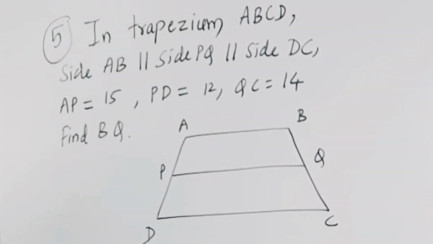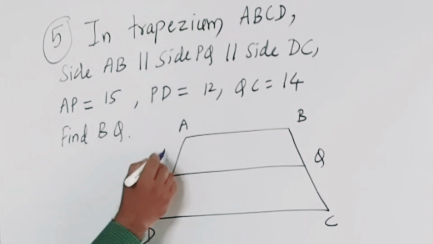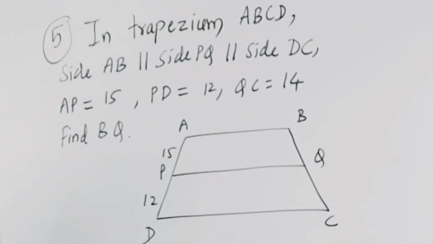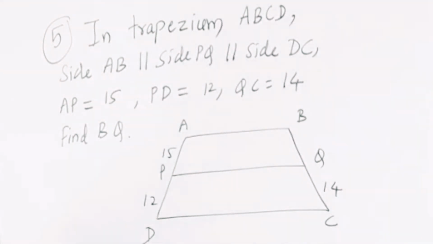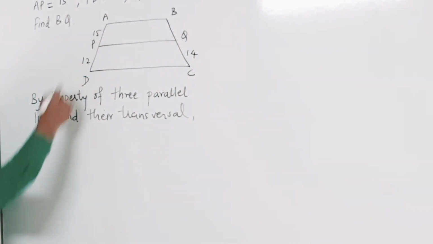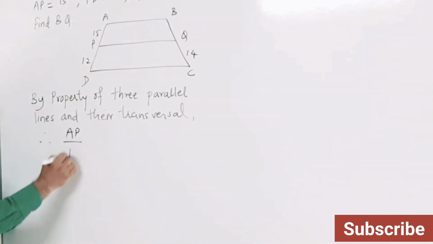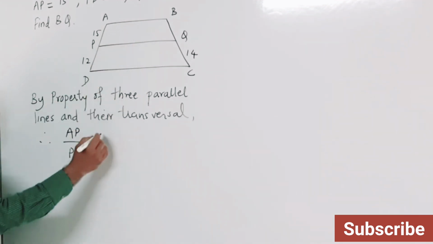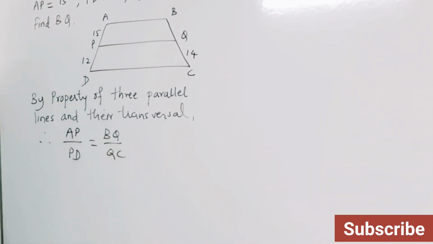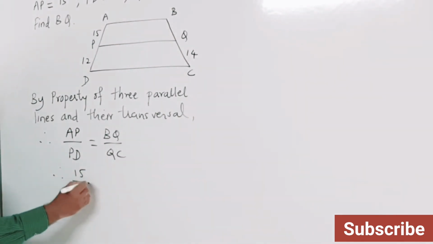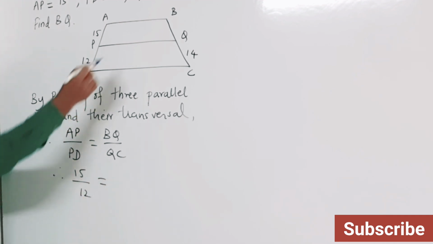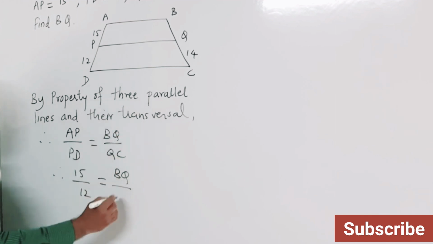Fifth example, in trapezium ABCD, AB is parallel to PQ and PQ is parallel to DC. AP is equal to 15 and PD is equal to 12. QC is equal to 14. Find BQ. So, by property of three parallel lines and the transversal, these three lines AB is parallel to PQ and PQ is parallel to DC. Therefore, parallel lines are divided by transversal in the proportion. So AP upon PD is equal to BQ upon QC. AP is given. Therefore, 15 upon 12 is equal to BQ, which we have to find, upon 14.